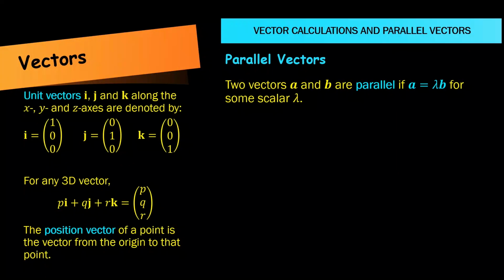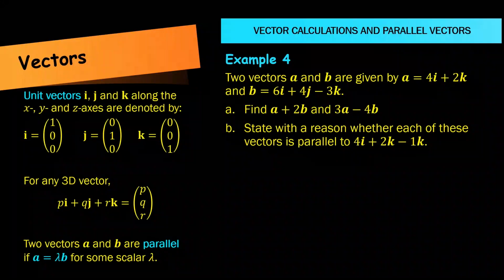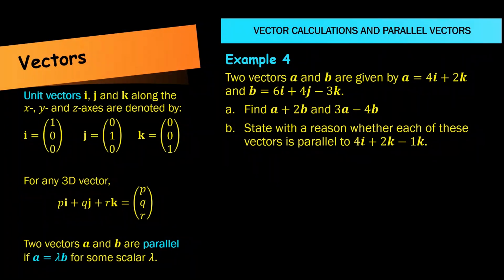Now let's take a look at parallel vectors. Two vectors a and b are parallel if a equals lambda b for some scalar lambda. Let's now take a look at an example. Pause the video and have a go. Press play when you're ready to view the solutions.